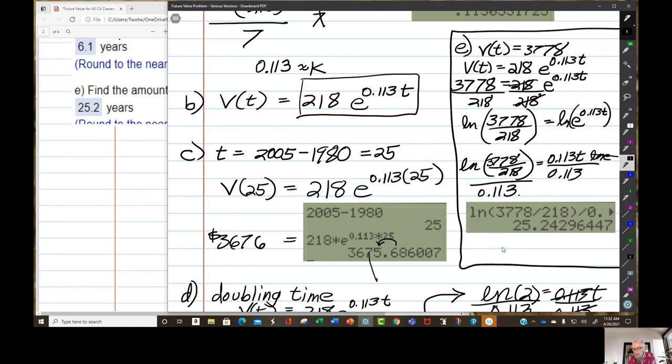And so after 25.2 years, but they write down the years for you, so don't do it. And they write down the T equals for you. So just write 25.2. After 25.2 years, we're going to be able to sell our toy tractor if we want to for $3,778.